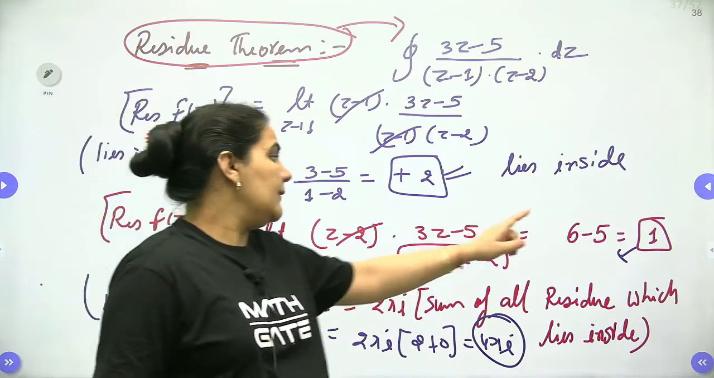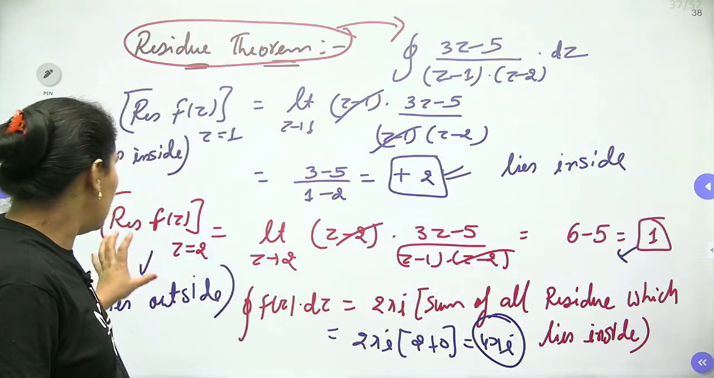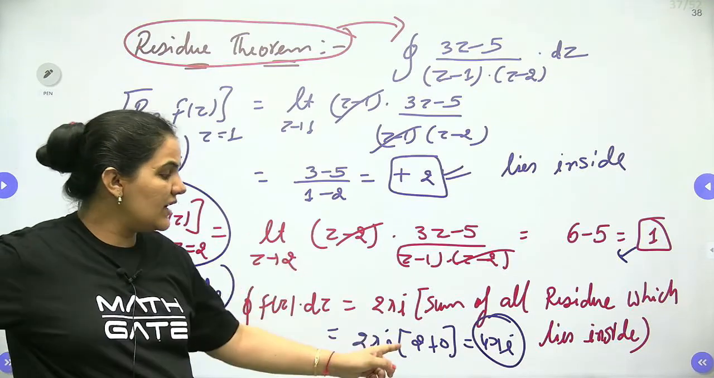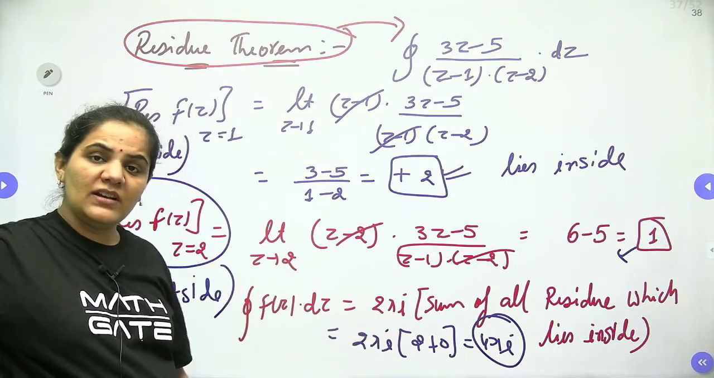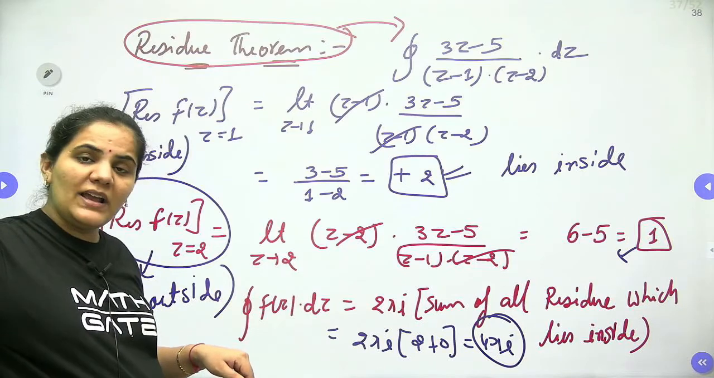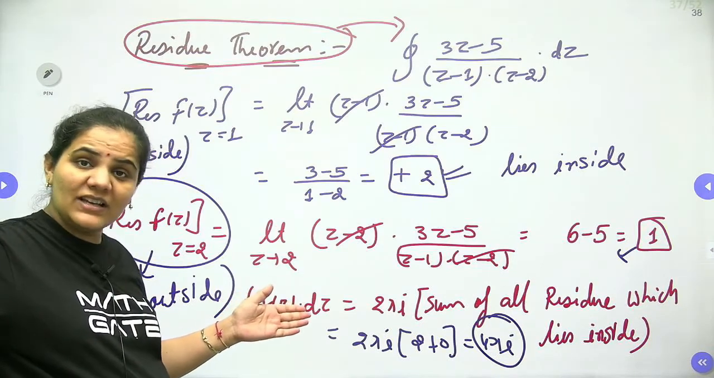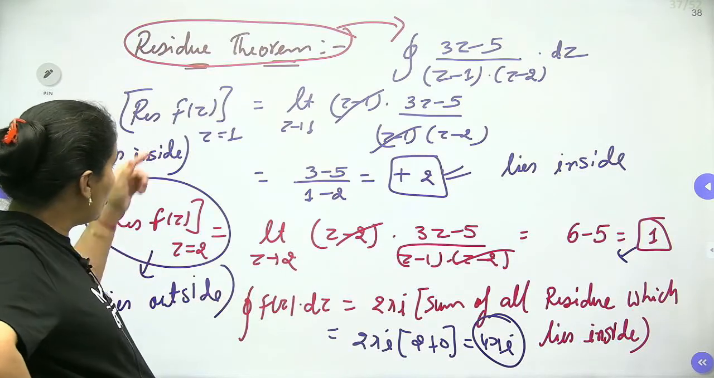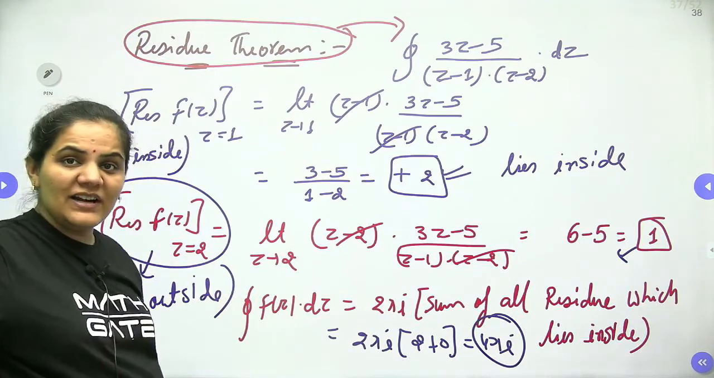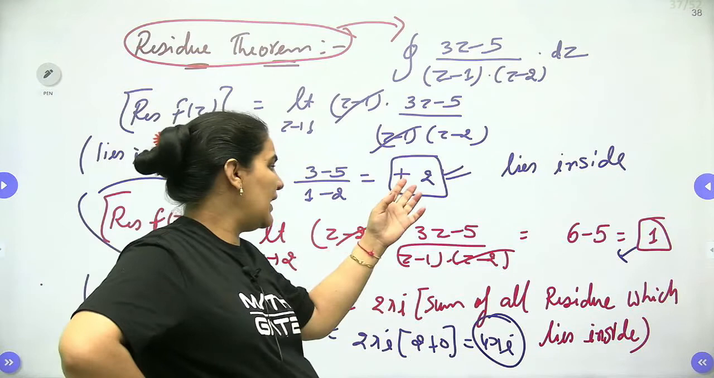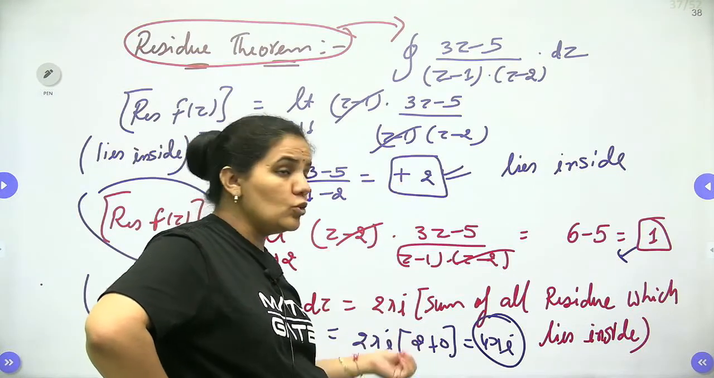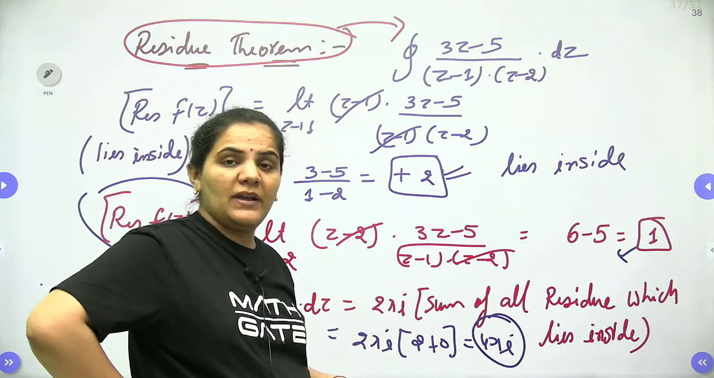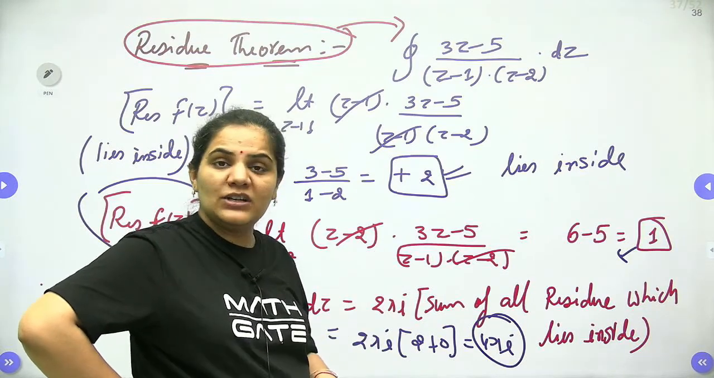Suppose we go with z = 2 lying inside. Then the result will be 2 pi iota into 0 plus 1. It will be 2 pi iota only, which does not satisfy the given condition. Suppose both the residues are lying inside. It will be 2 plus 1, which is 3, 3 into 2 pi iota. It will be 6 pi iota, which again contradicts the question.